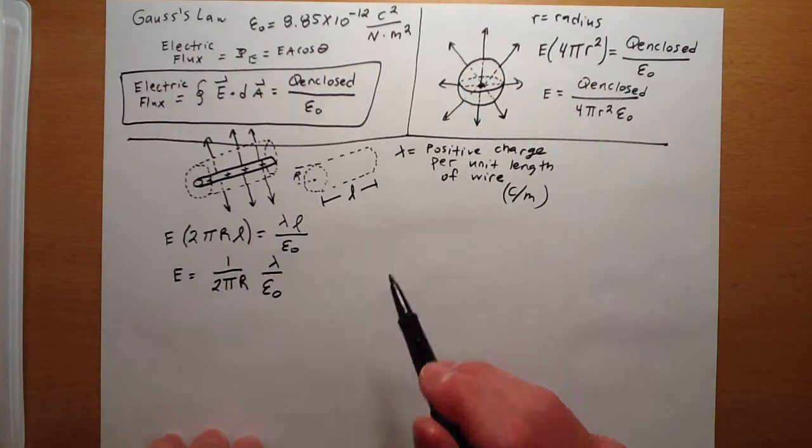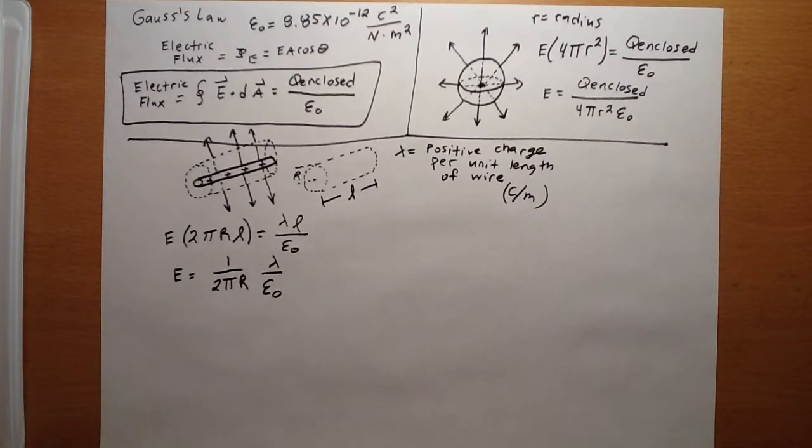Now I'm going to mention one extra point. If Gauss's law is applied within a conductor, which means that the electric field equals 0, then we will receive 0 for our answer, because there is no field inside the conductor.